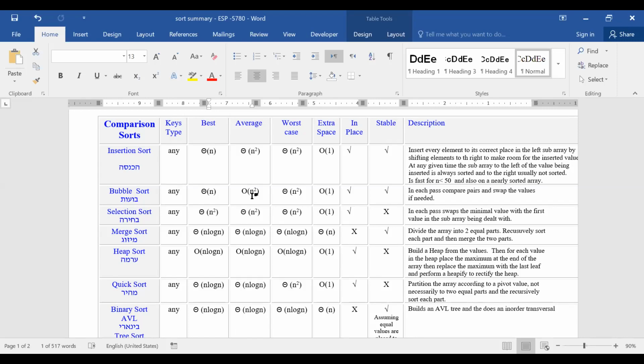I don't have an answer in my head right now why. The theta should be theta, but for some reason, I wrote O. In each case, in the best, average, or worst case, it should usually be theta, because since we're talking about a specific case, we know what it's going to be, no?